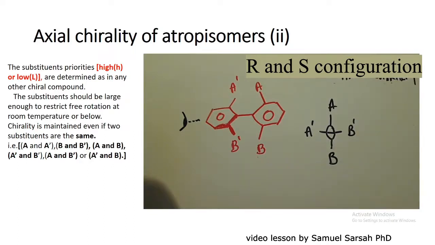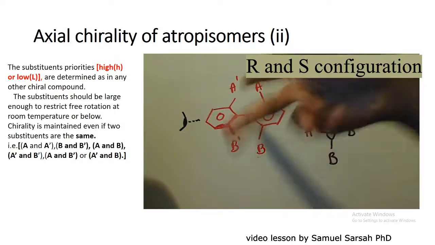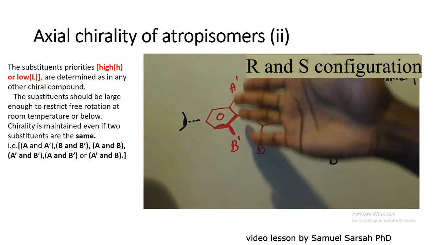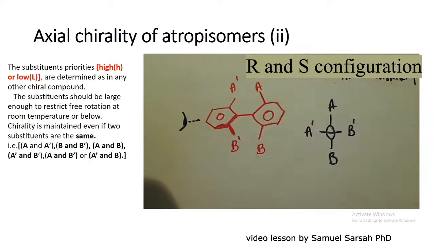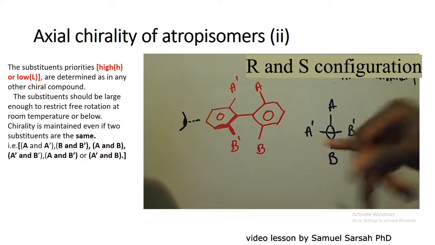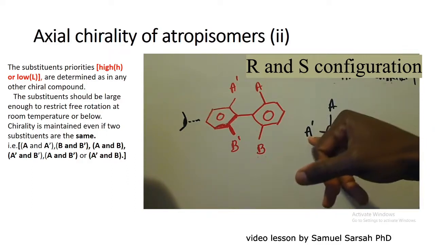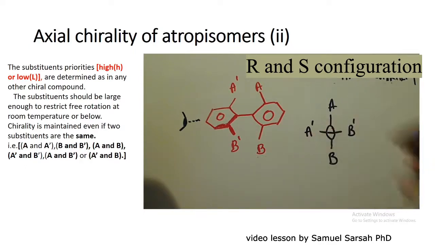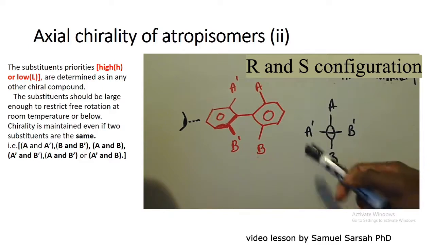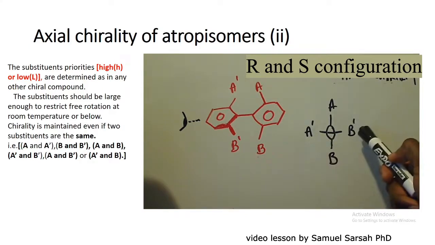Now to assign the R and S configuration for this, since I started looking at the molecule from the side of A prime and B prime, I have to start from A prime and B prime first. So I have to choose which of the two is lower in priority. If B prime is lower in priority than A prime, I have to start with B prime. If A prime is lower in priority than B prime, I have to start with A prime.